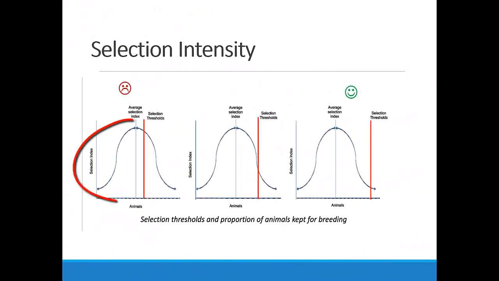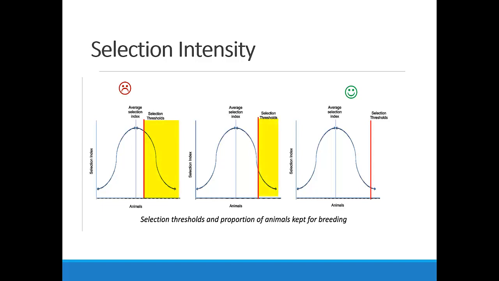On this graph, the curve represents a flock. The middle of the bell represents the average of the flock, where we find the most animals. The extreme left represents the animals with lower genetic merit. They are less numerous. The extreme right represents the better animals of the flock. They are also less numerous than the average animals. The red bar is the selection intensity threshold.